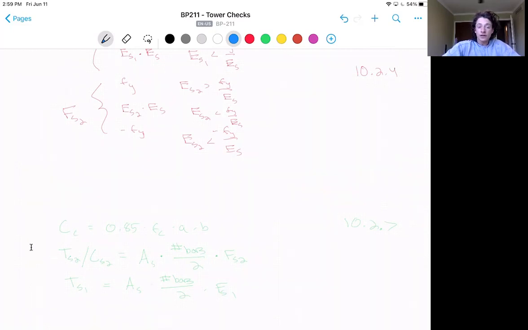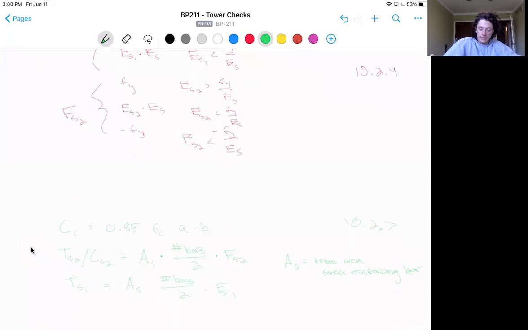We now have 2 sets of reinforcing bar to calculate forces. The bottom bar will always be in tension in our range of C values, and the top bar will vary from tension to compression. We'll calculate the tension or compression in these bars with this equation, AS times number of bars over 2 times FS2. In this case, AS is the area of steel, the total area of steel reinforcing bar. This equation also comes from design assumption number 6, 10.2.7.